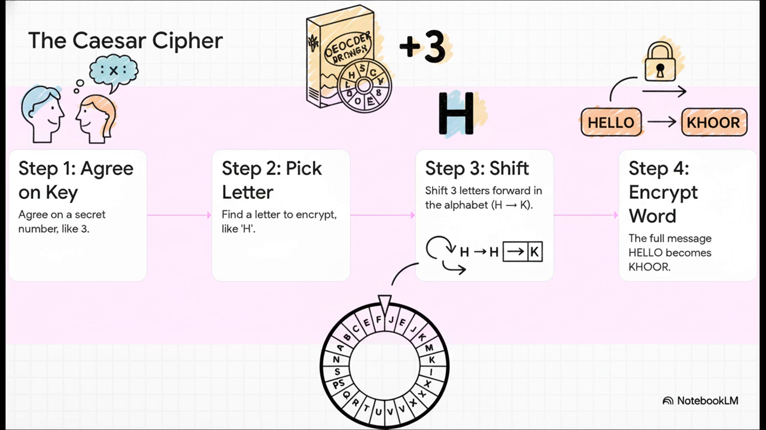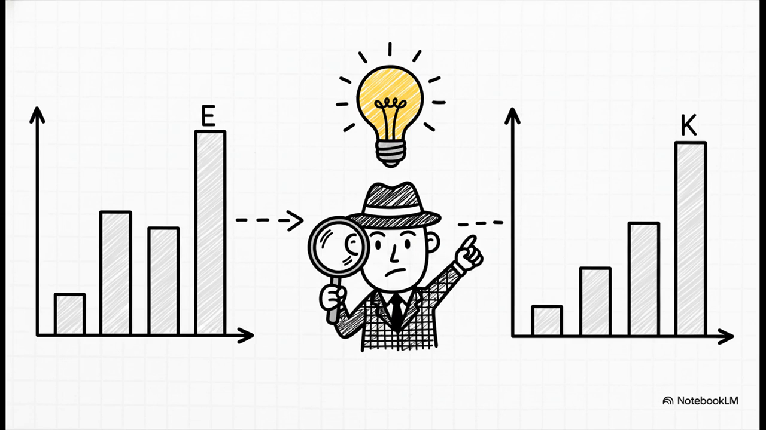So to encrypt H, you just shift it forward 3 spots in the alphabet. I, J, K. So H becomes K. You do that for the whole word, and boom, hello becomes KHOOR. It's pure, simple substitution. So why is this so bad? Well, for one, there are only 25 possible keys. You could just try them all and crack it in like a minute.